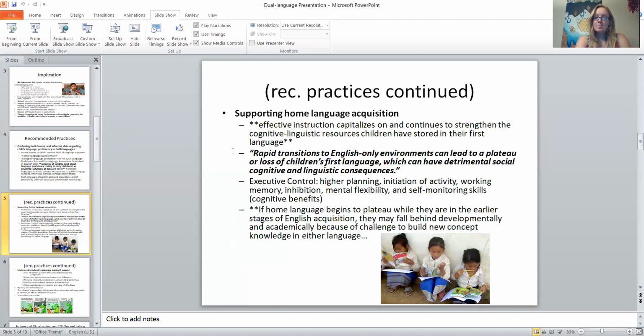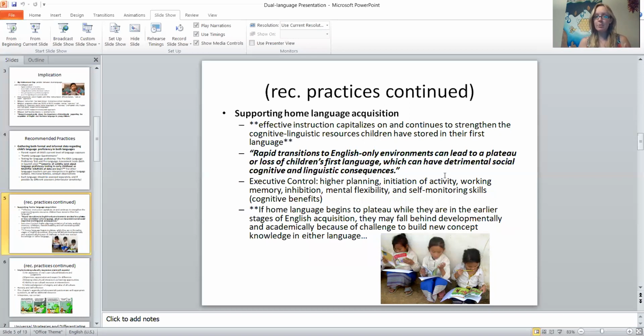Because I'll just jump down to this bold quote that I put in here, that rapid transitions to English-only environments can lead to a plateau or loss of children's first language, which can have detrimental social, cognitive, and linguistic consequences. That's what our book says, and that's what I've personally witnessed in my 3 years of teaching here in Colorado. So even though we know this, that the science shows us this, that they should not have this rapid transition to English-only environments, that's not what is practiced on a general scale.